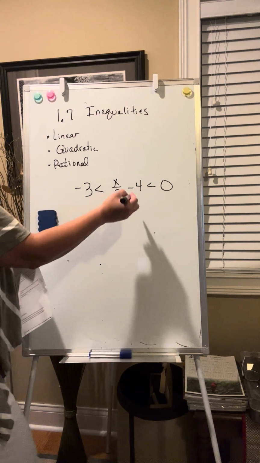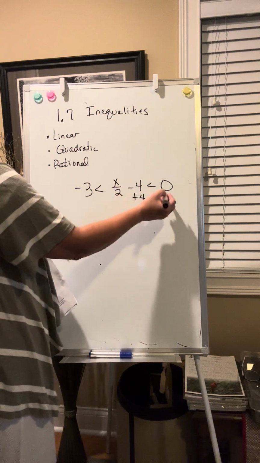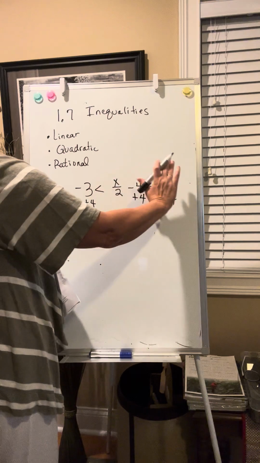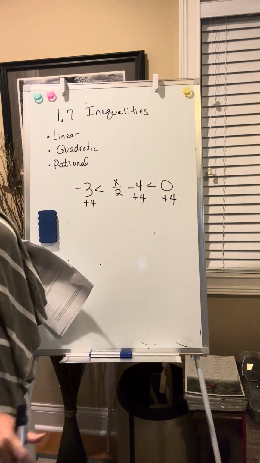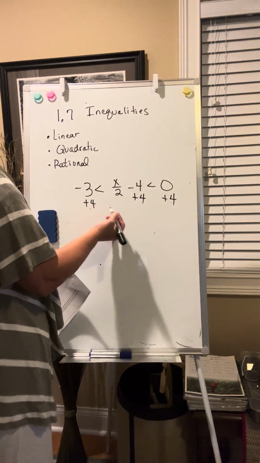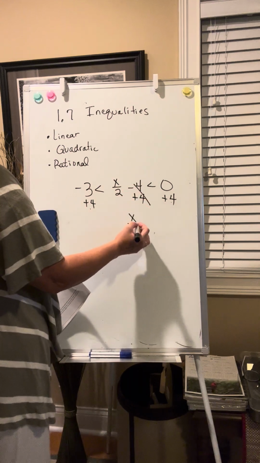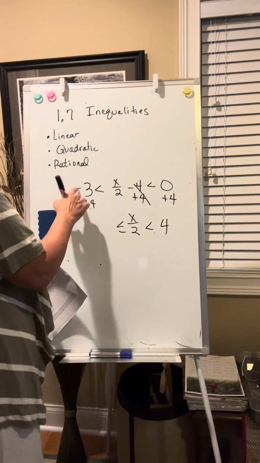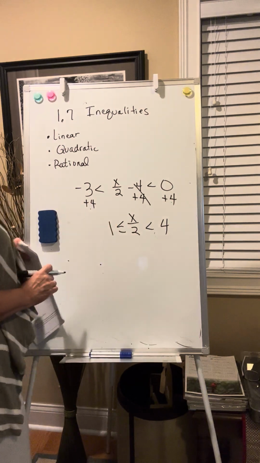So whatever I do to one part, like right here, +4, I want to do that to all three parts. There's three parts: one, the middle, two, and then the right, three. Three parts. So when I add 4, I do it to all parts. 0 and 4 is 4. -3 and 4 is 1.